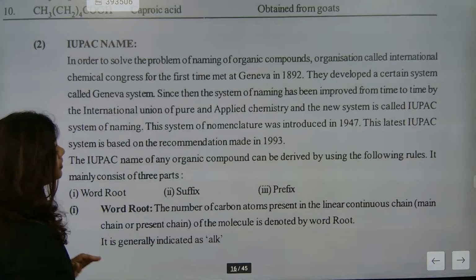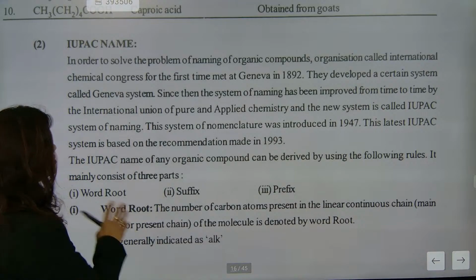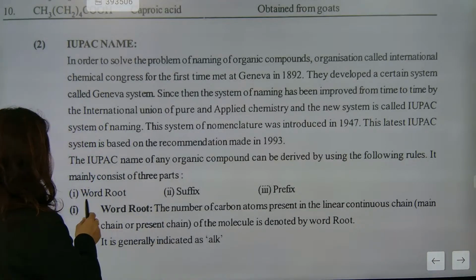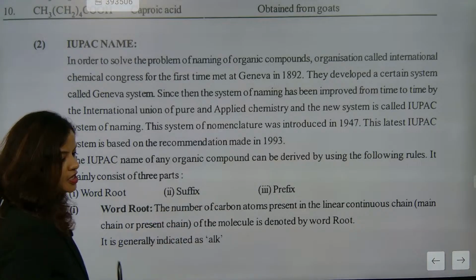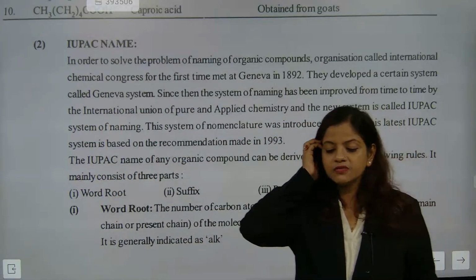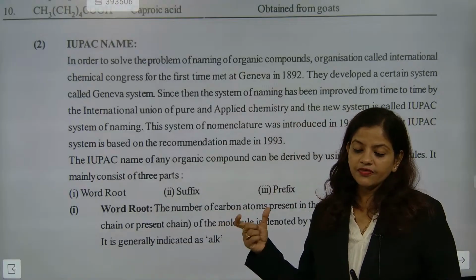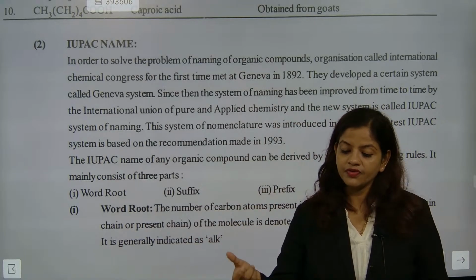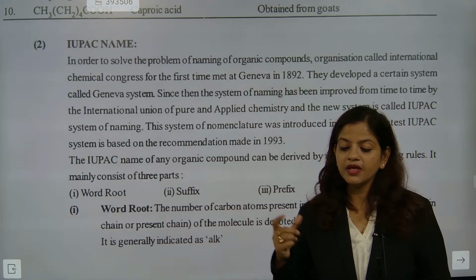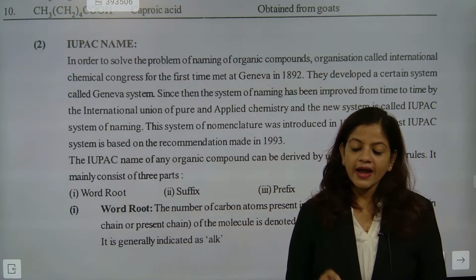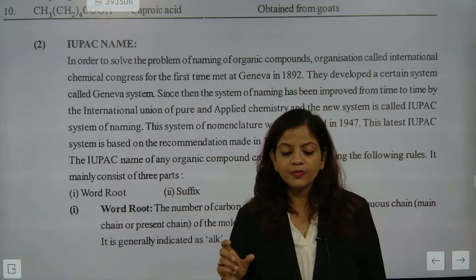So for IUPAC naming, one last time I am telling you, other questions they will not be asking. Writing the names is very important. Word root, suffix and prefix, three things you have to remember. Word root means the main root part. Suffix and prefix: prefix comes before, suffix comes after, and the word root will be the main part.